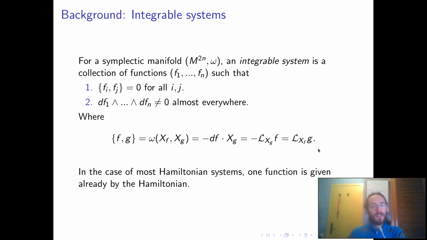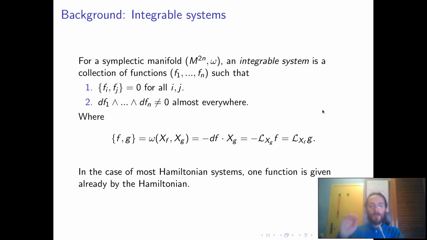And here I said that in most Hamiltonian systems one function is already given by the Hamiltonian. I say most here because at least we need to ask for our Hamiltonian that its differential does not vanish almost everywhere, because of course otherwise this condition is not satisfied. In our case, for instance, it is like that.